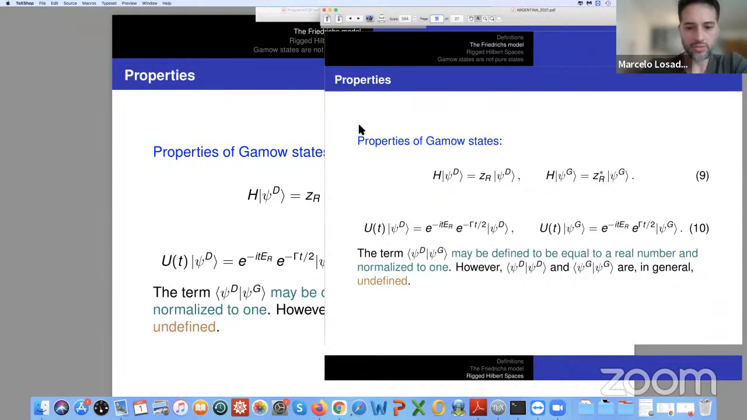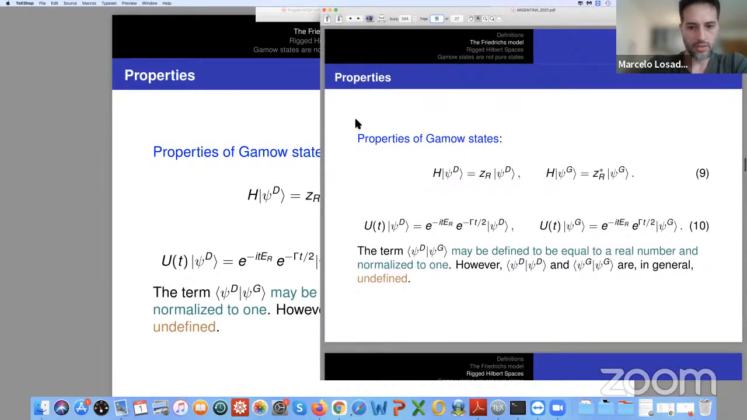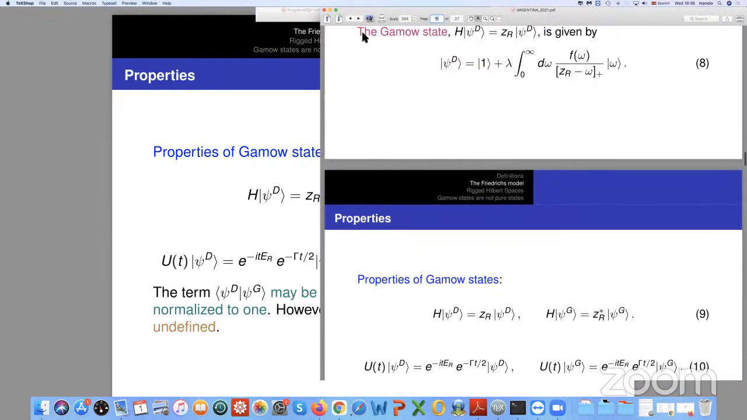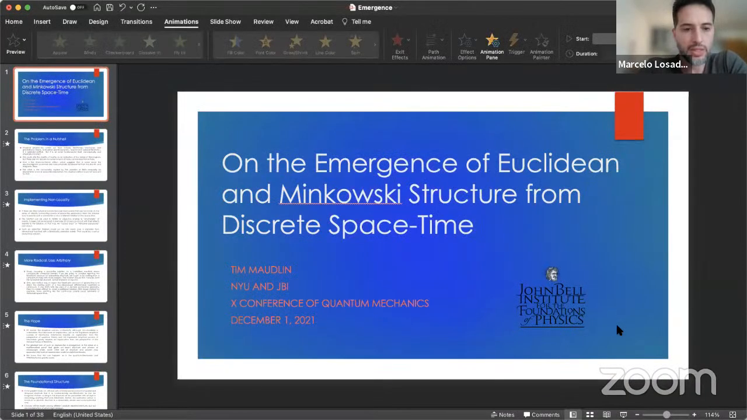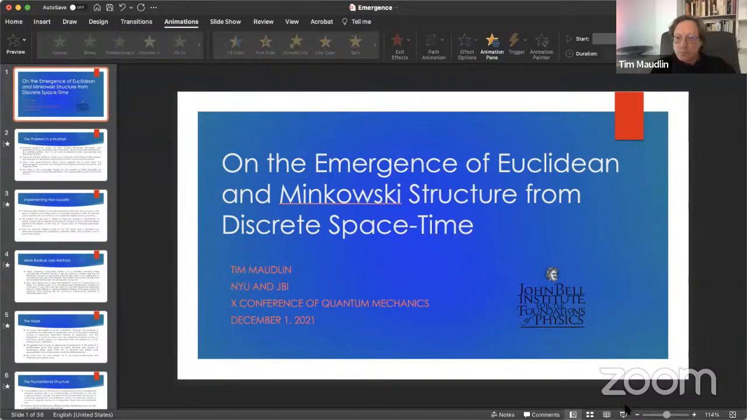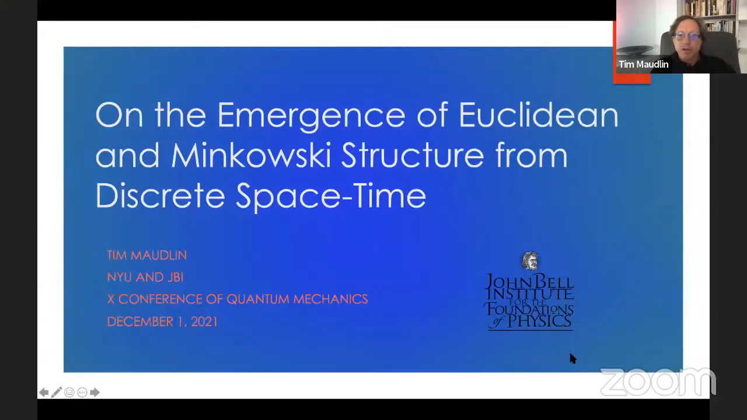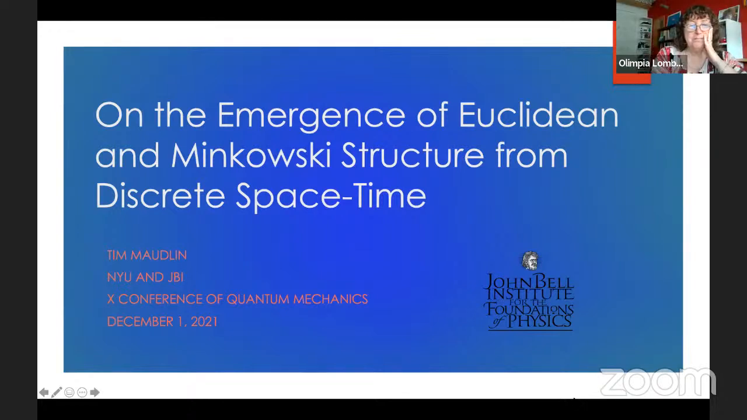Please, Tim, you can share your screen. Please, Manolo, stop. I have to wait for the other one to. Okay. Stop. Okay. Well, the next speaker is Tim Mullin from New York University, who is going to talk about the emergence of Euclidean and Minkowski structure from discrete space-time. Okay, Tim, when you want, you can start. Okay. Everybody can see that? Yes. Thank you, Tim. Okay.